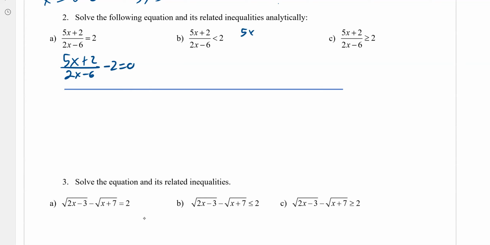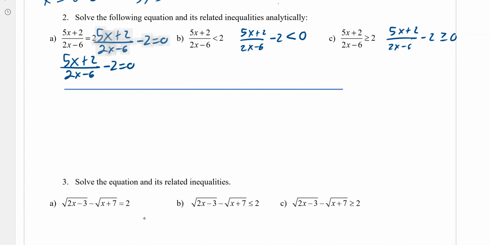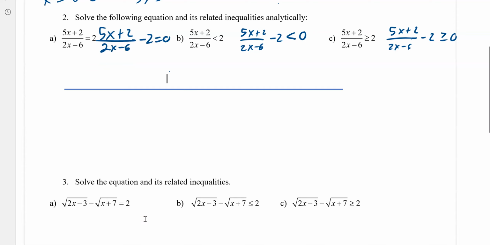So this would really be 5x plus 2 over 2x minus 6 minus 2 is less than 0. And the last one is 5x plus 2 over 2x minus 6 minus 2 is greater than or equal to 0. Let's get this one out of the way here. Move it up there. There we go. So these are the equations you want to work with. If we have it equal to 0, then we know when it's crossing the x-axis, and we can easily find those points.